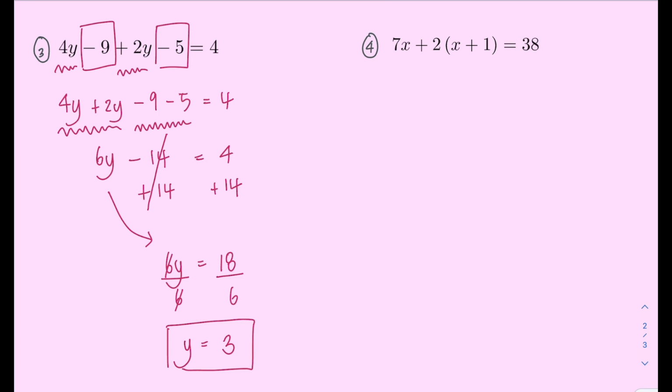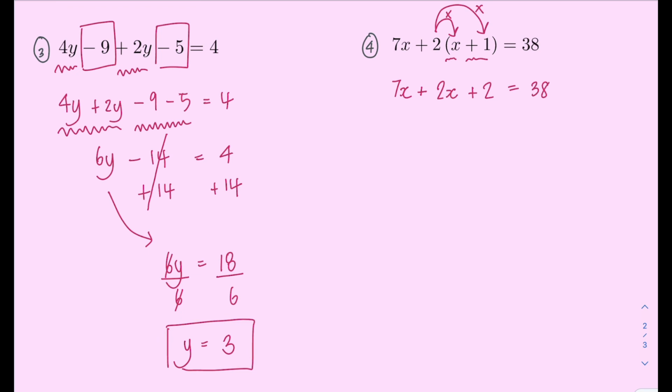Number 4. The equation is 7x plus 2 times x plus 1 within the bracket, and that equals to 38. So we first need to expand the bracket. And to do that, we're going to times 2 to the x and plus 1 inside the bracket. So first, keep 7x as it is, plus 2 times x is 2x, and 2 times positive 1 is positive 2, and that equals to 38.